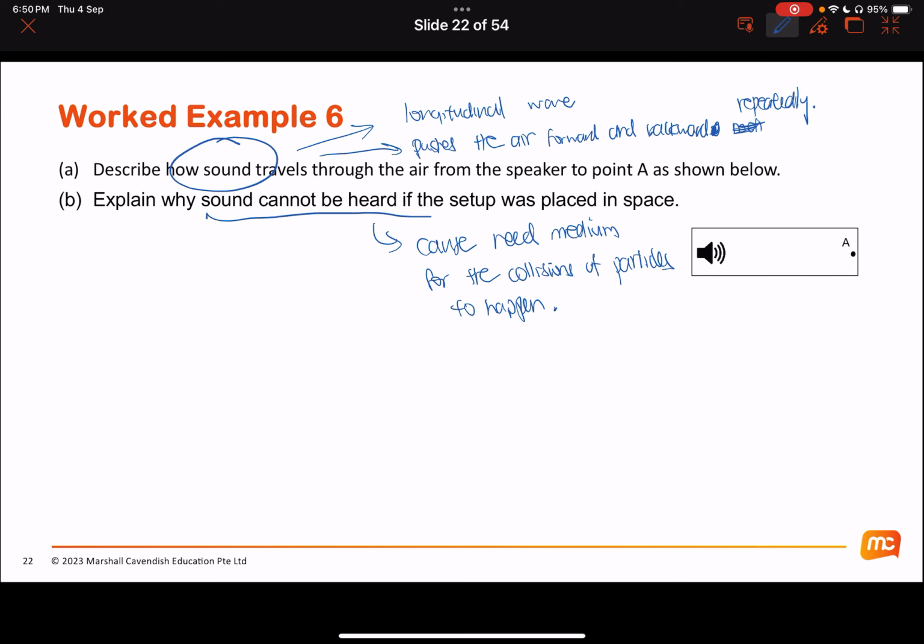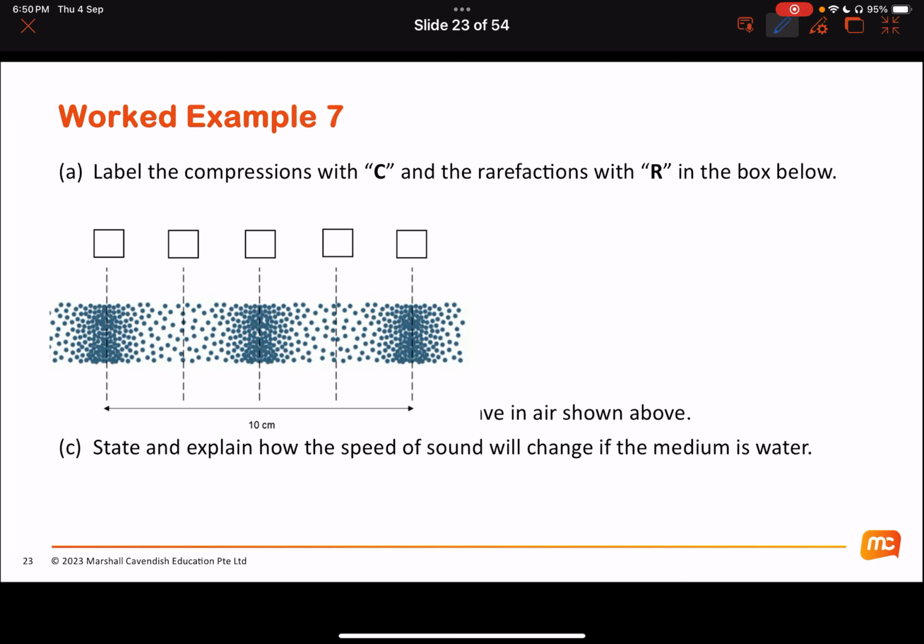All right, next one, label the compressions and rarefactions in the box. I think it's quite simple. Compression, rarefaction, compression, rarefaction, compression.